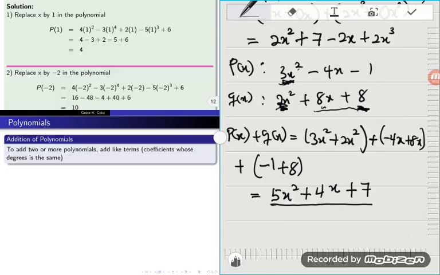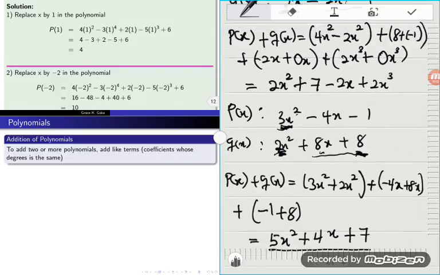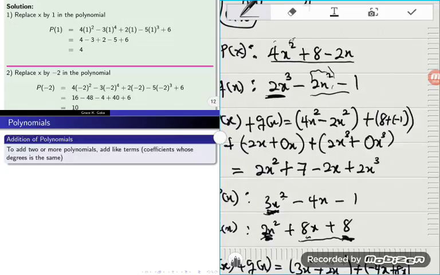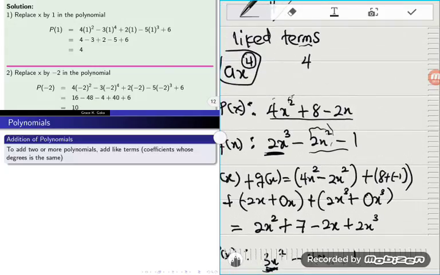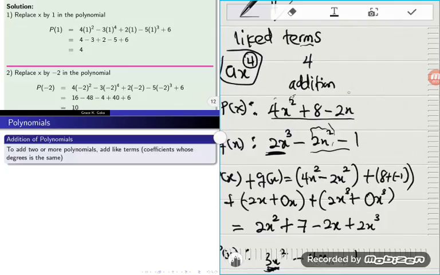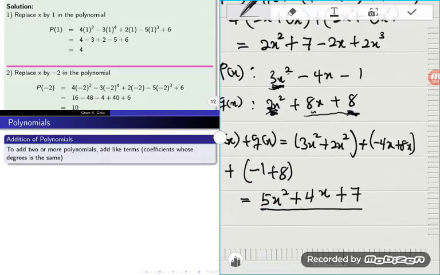Now, based on this, I'm going to give you a short exercise. If this is how addition is done, and addition and subtraction of polynomials is based on like terms, then your exercise is to find the subtraction part. So this is the addition part. I need you to do this as homework. Find the subtraction part of polynomials.